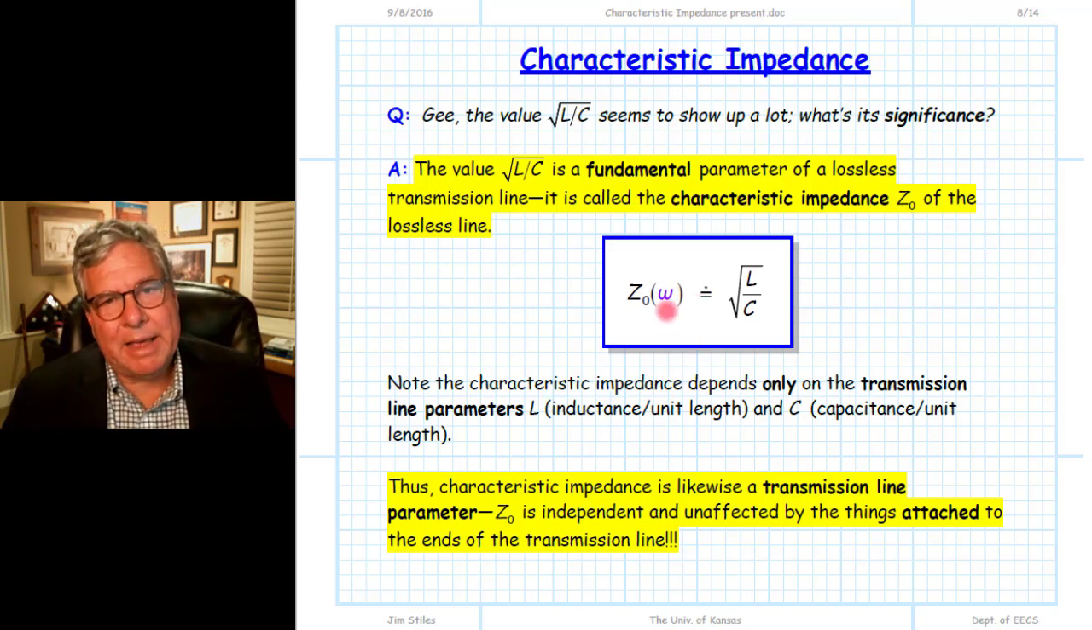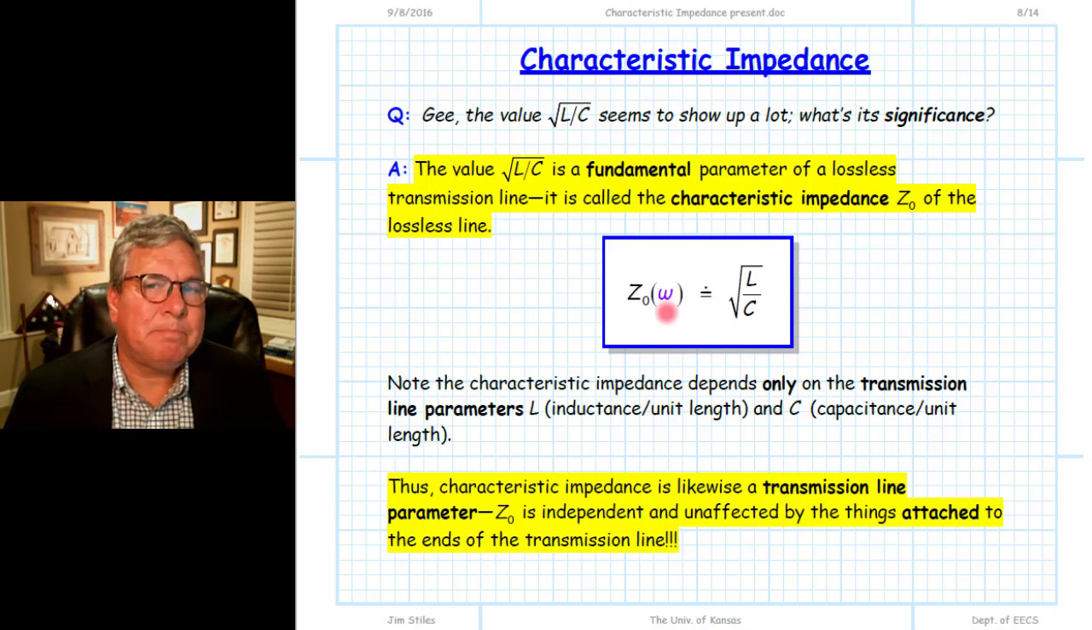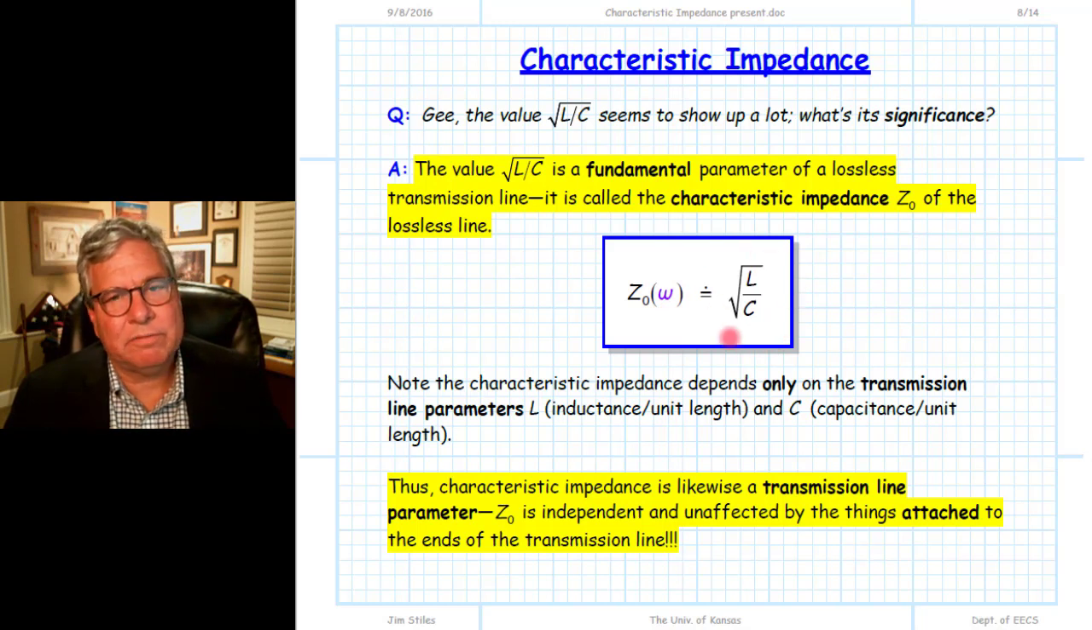I write it as a function of omega, and generally speaking it is, but if we apply the lossless transmission line approximation, what we find, and we just showed, is that the ratio of plus voltage to plus current, for example, is independent of frequency omega, simply the square root of L over C. So for the case of a lossless transmission line using the lossless approximation, this characteristic impedance is independent of omega. It's a constant, and one of the few things that is independent with respect to omega. So the characteristic impedance of a transmission line depends only on the transmission line parameters L, inductance, and capacitance C.